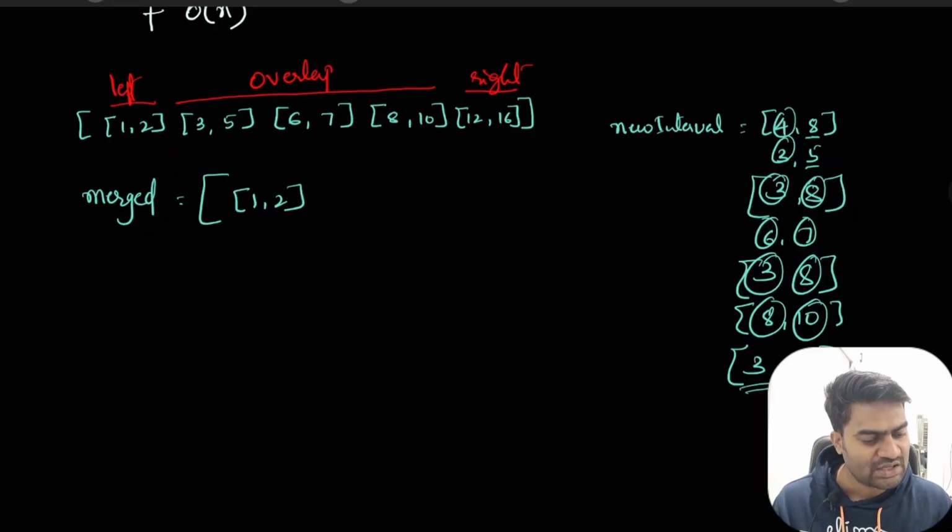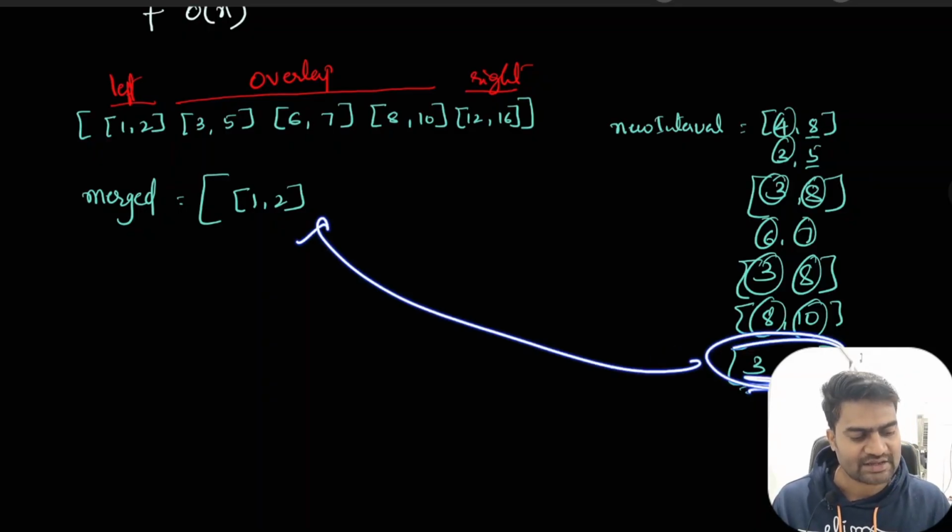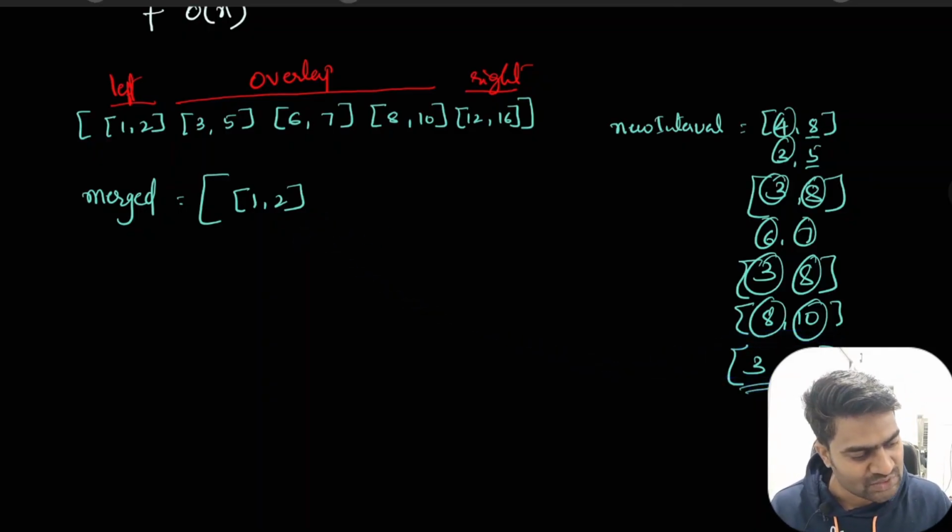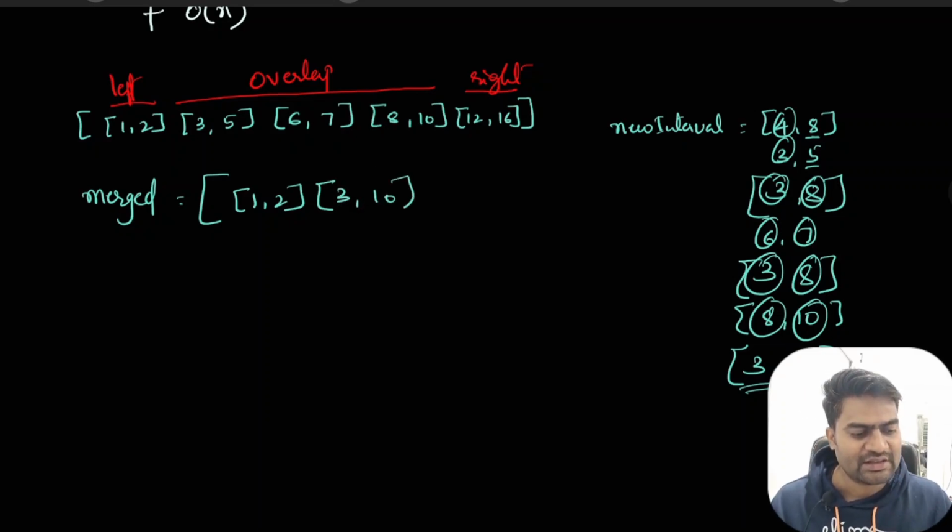Now if you go to the next value, this is the non-overlapping part. So before that, I'll simply push this new interval here, so it becomes 3, 10. Then for the last part, if there are remaining values, we will push them. If not, we will not. So I will push the remaining values.